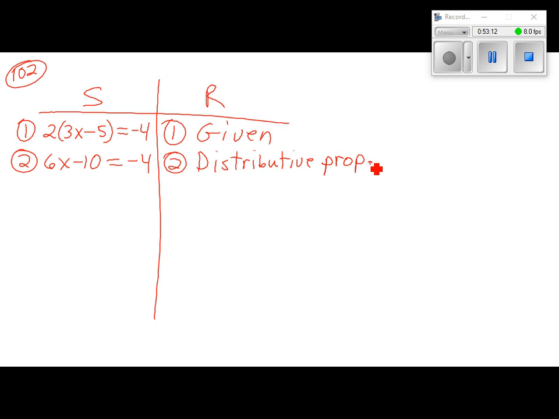You can use some abbreviations. Please make sure you don't abbreviate certain things though, because I won't know what it is and I'll mark it wrong. And you can add 10. Add 10 to both sides. What's it give me when I add 10 to both sides?